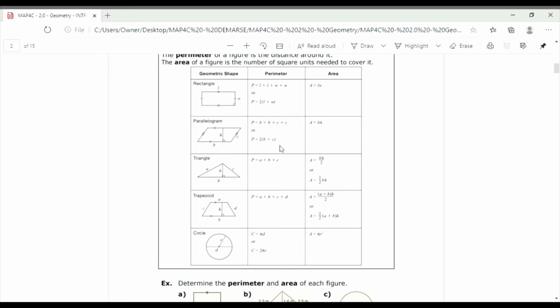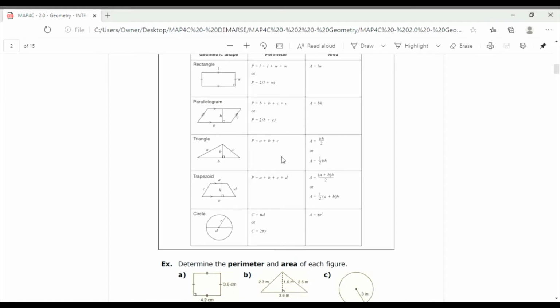A parallelogram. A parallelogram has the perimeter of its 4 sides again. In this case, perimeter is labeled in terms not of length and width, but of B for base and the side length C on the angle. So b plus c plus c, or similarly 2b's plus 2c's, or 2 and then in brackets b plus c. And the area is also, instead of length times width, it's labeled with different letters, base times height, which is essentially the same thing.